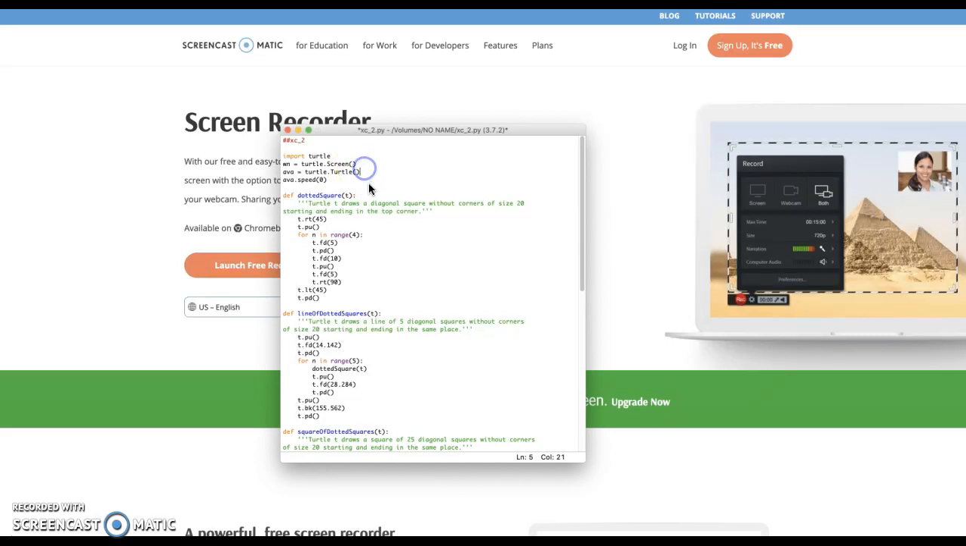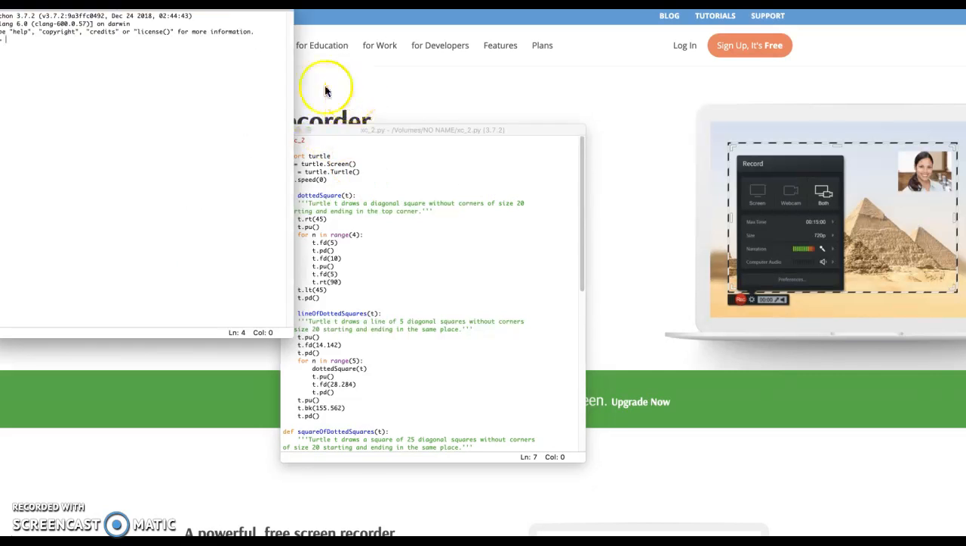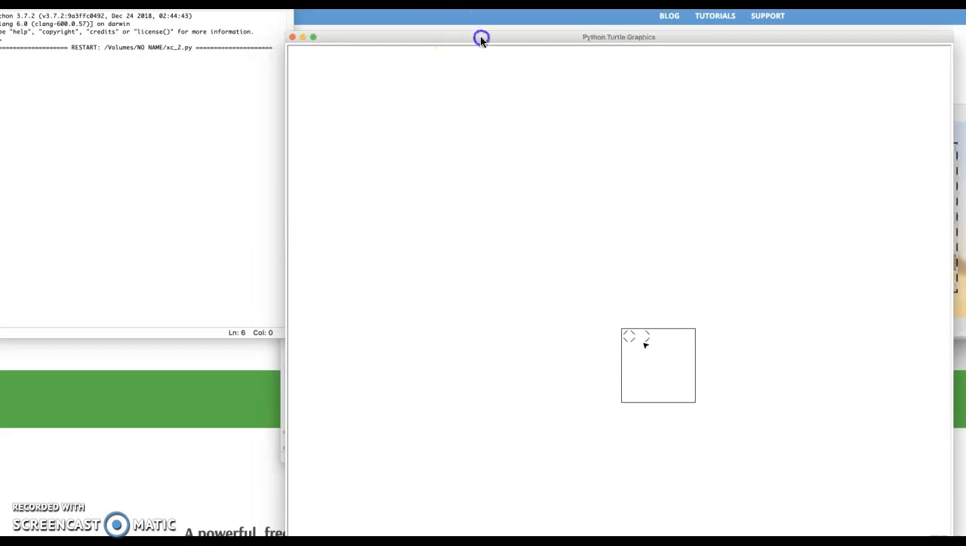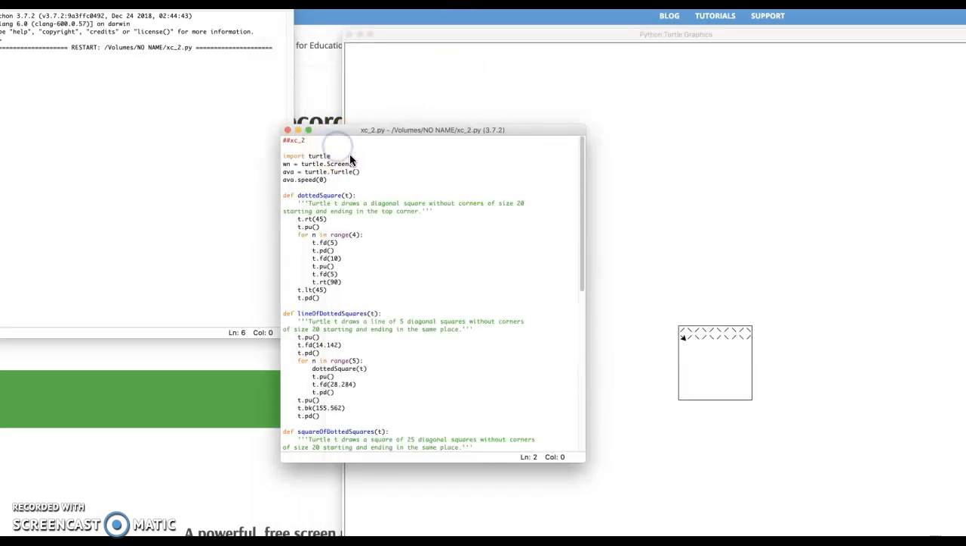And since this one is long, I'm just going to start running it right now. It'll be easier to explain with the drawing also. So I start by importing the turtle, and then I increase the turtle speed, and I create the screen. I name the turtle Ava.